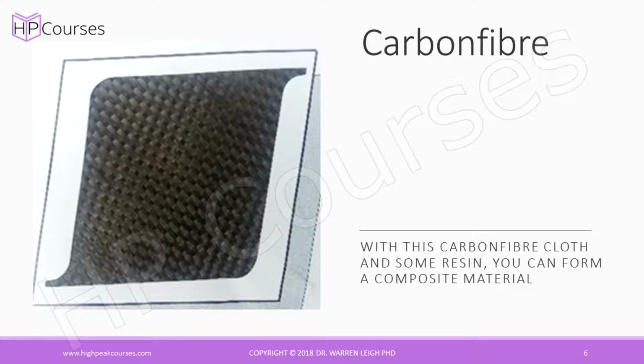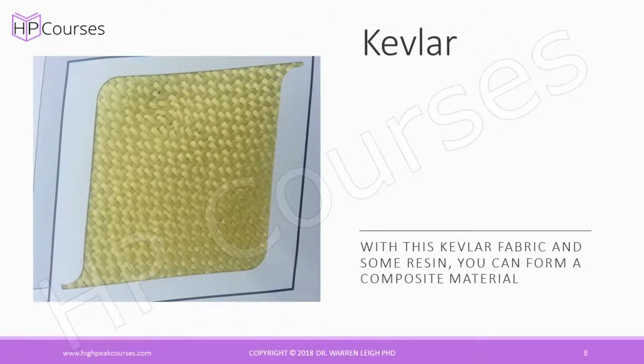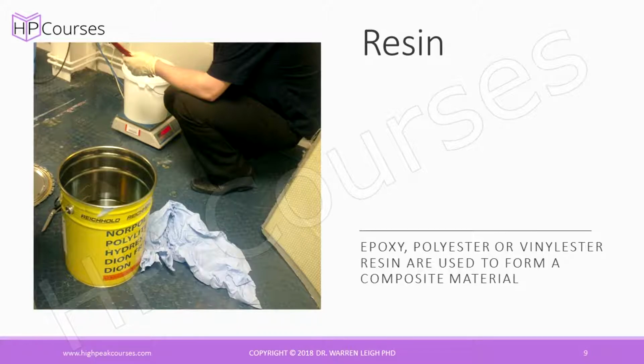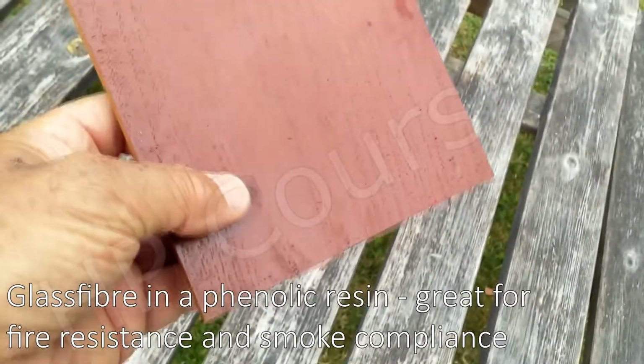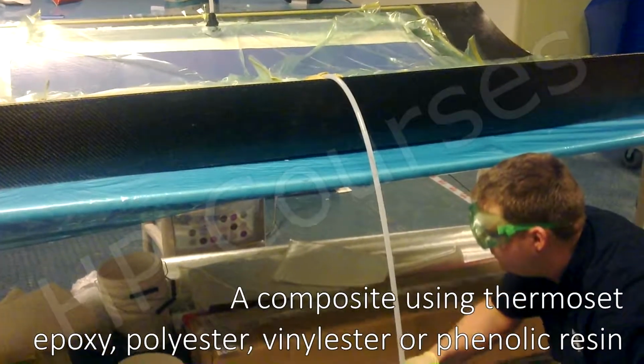For example, with this carbon fibre fabric, or this glass fibre fabric, or Kevlar fabric. Mix these fibre fabrics with a resin matrix, such as epoxy, vinyl ester, polyester, or phenolic, and with this we can manufacture a thermoset composite material. This is a resin infusion moulding process.